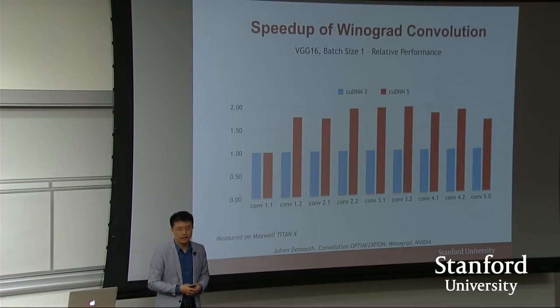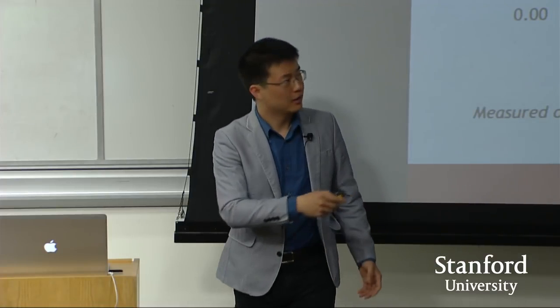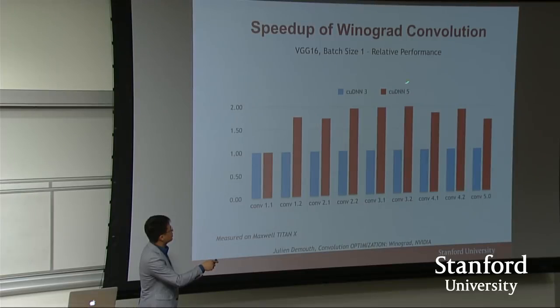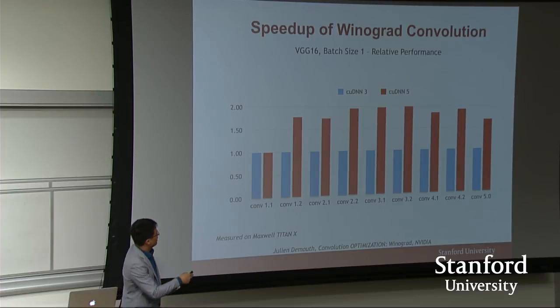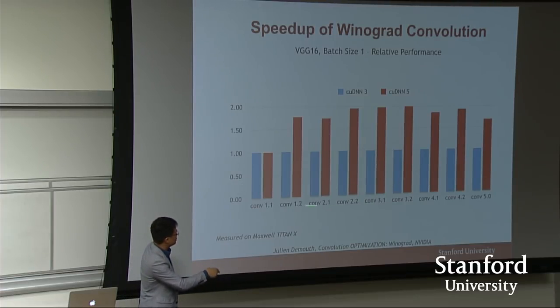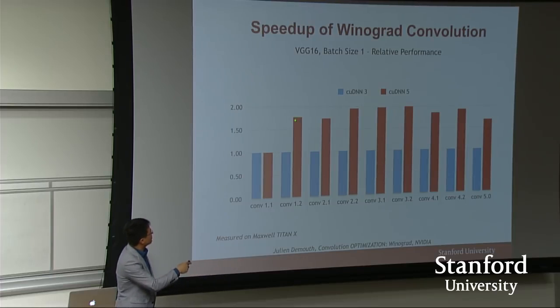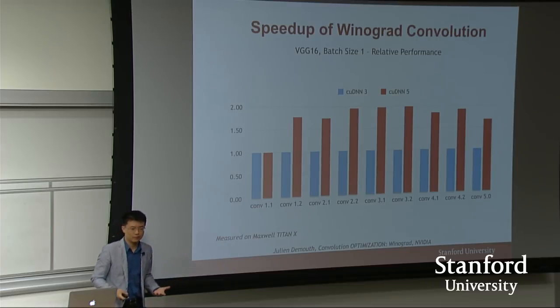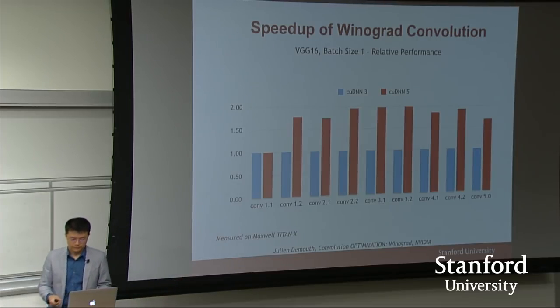So theoretically 2.25x speedup. And in reality, from cuDNN 5, they incorporated such a Winograd convolution algorithm. This is on VGGNet, I believe. The speedup is roughly 1.7 to 2x, pretty significant. And after cuDNN 5, cuDNN begins to use the Winograd convolution algorithms.